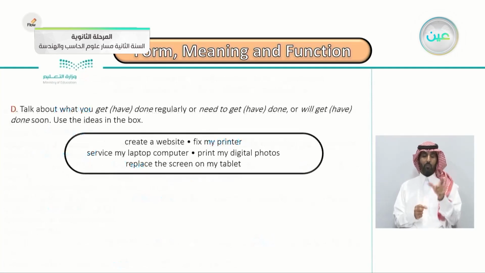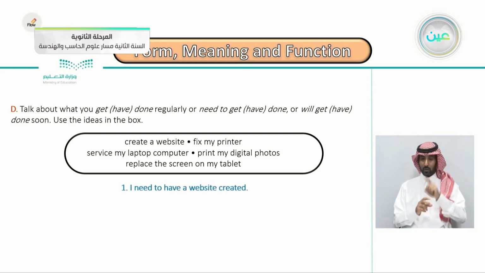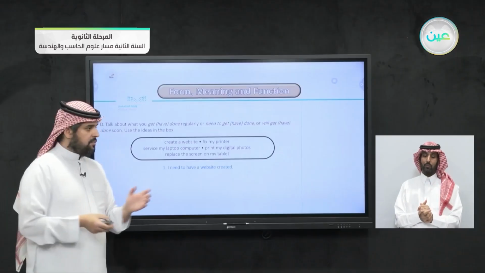Here, the last exercise: talk about what you get or have done regularly, or need to get or have done, or will get. So, all the tenses. Use the ideas in the box: create a website, fix my printer, service my laptop computer, print my digital photos, or replace the screen on my tablet. For example, I will just answer the first one. Create a website. You can say, I need to have a website created.